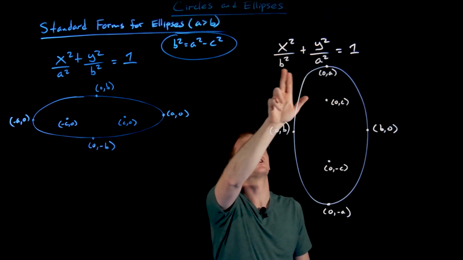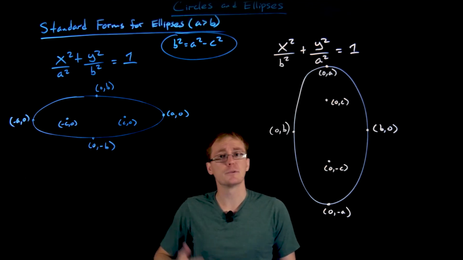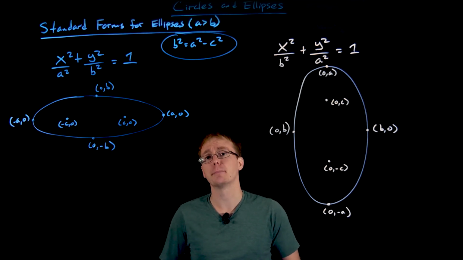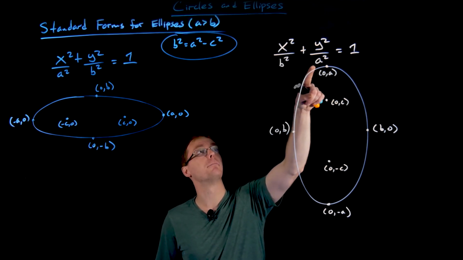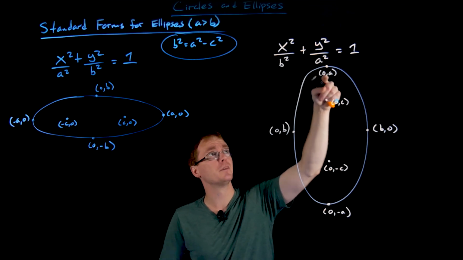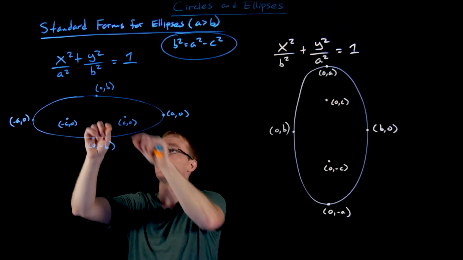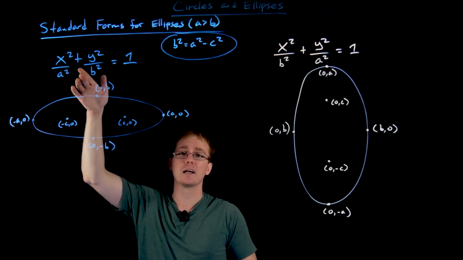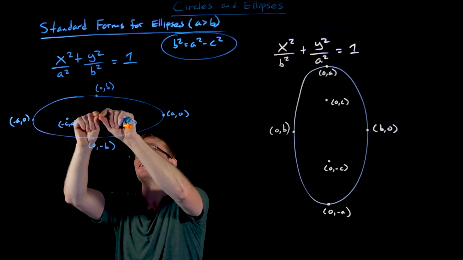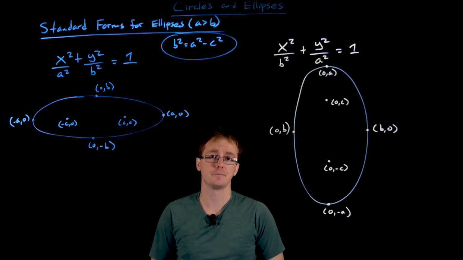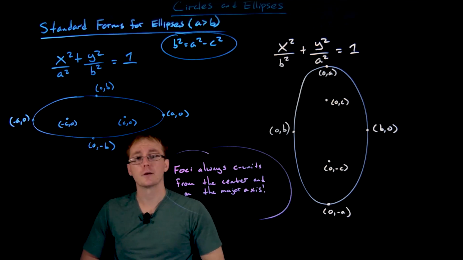The larger denominator in this elliptical equation setup will help you determine which axis is going to be your major axis. If we have a bigger number underneath y squared, we're going to have a vertical major axis. If we have a bigger number underneath x squared, compared to the y squared term, we're going to have a horizontal major axis. And so it's a really important note that I want to emphasize.